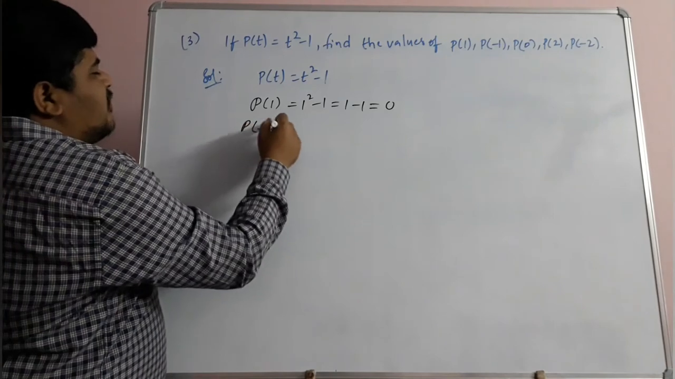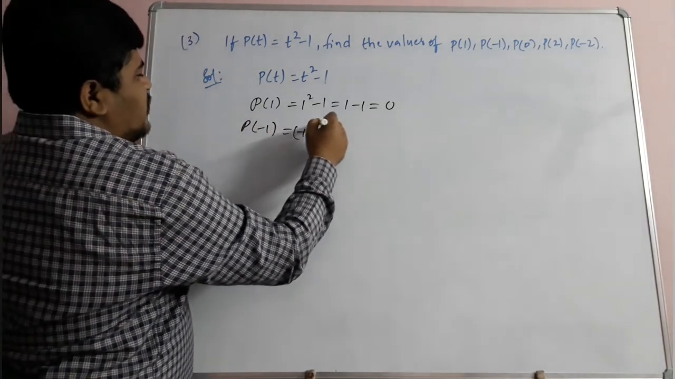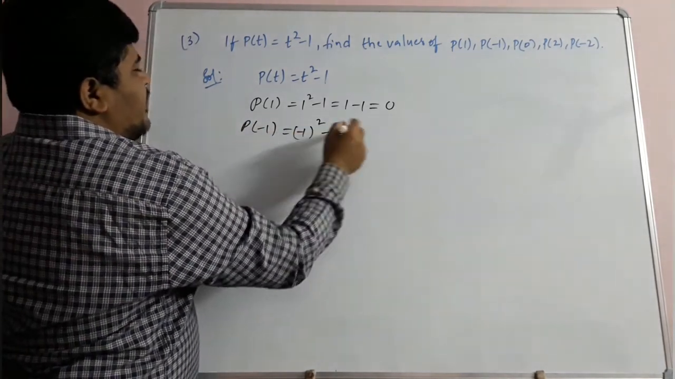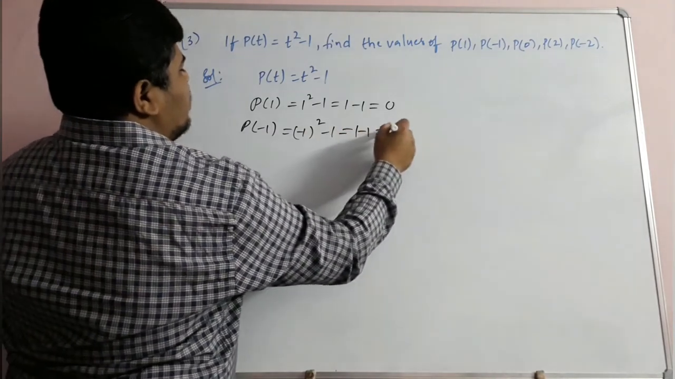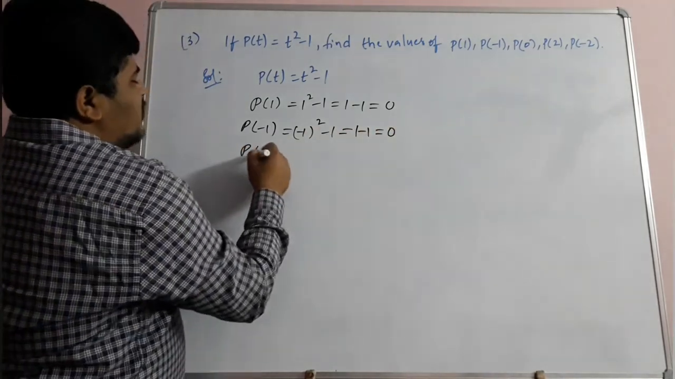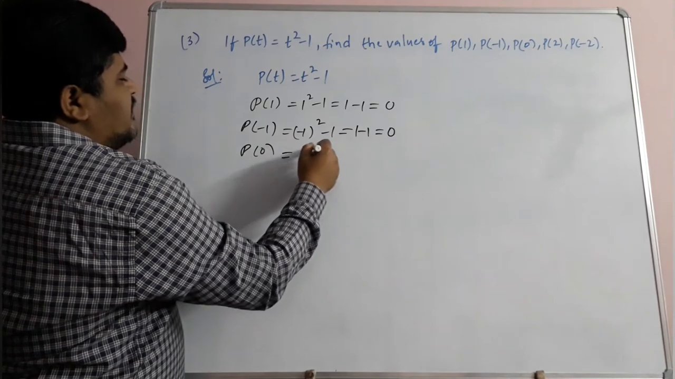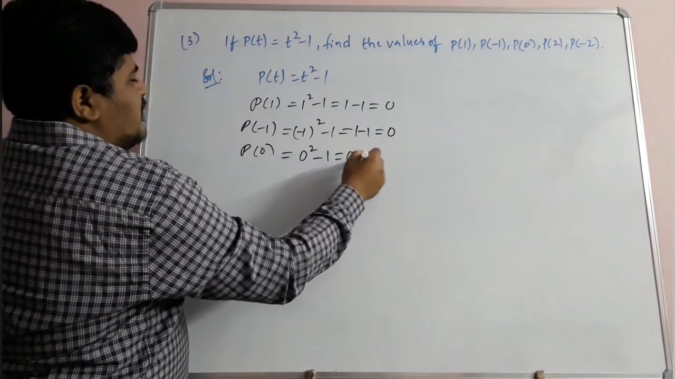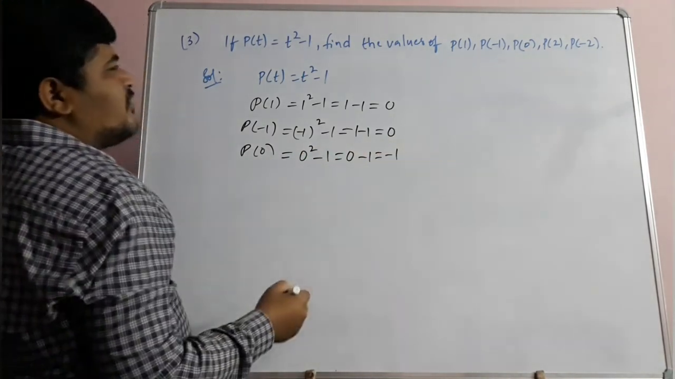Now, P of minus 1 we take, children. So, minus 1 square minus 1. Minus 1 square value is positive 1. Positive 1 minus 1 is what? 0 only. Now, P of 0, just replace t with 0, children. 0 square minus 1, that is 0 minus 1, which is giving you minus 1.